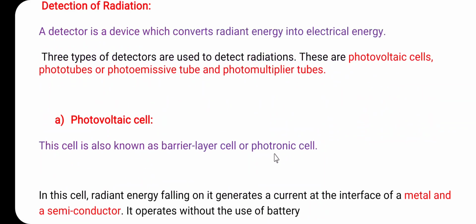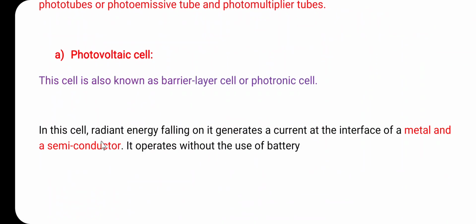First of all, let us consider the photovoltaic cell. This photovoltaic cell is also known as the barrier layer cell, or it is also called the photronic cell. In this cell, the radiant energy falling on it generates a current at the interface of the metal and the semiconductor. What is important about the photovoltaic cell? It operates without the use of a battery. When the radiant energy falls on the photovoltaic cell, it generates a current at the interface of the metal and the semiconductor. So, let us consider the diagram of the photovoltaic cell.